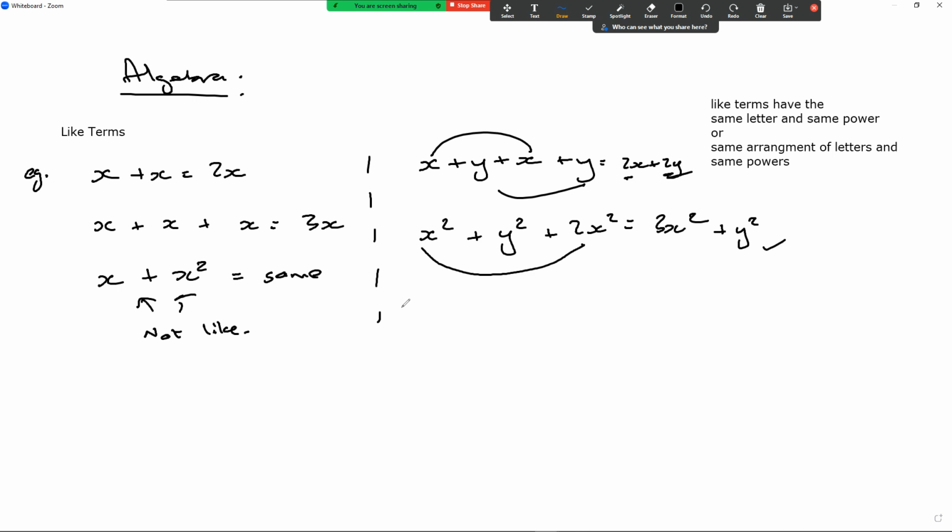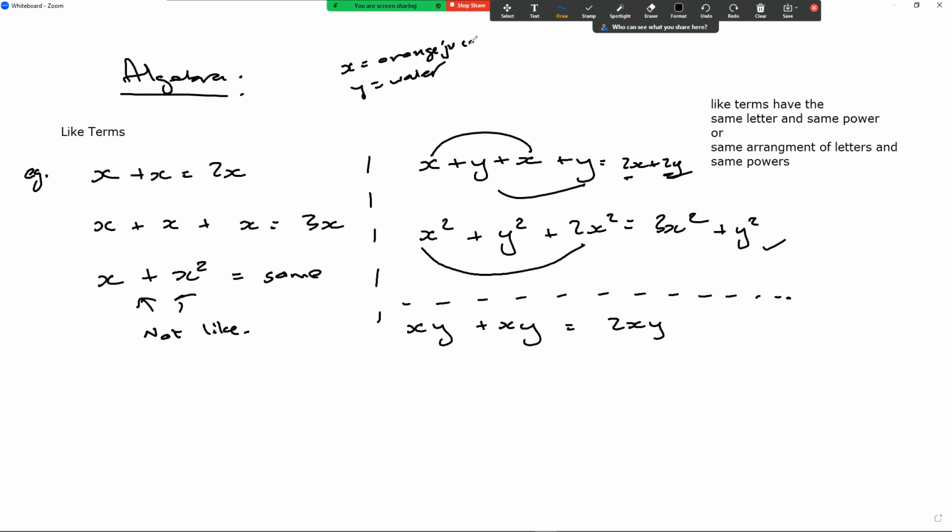If I have now a combination of this, same arrangement of letters, so xy plus xy will equal 2xy. And let's say x is orange juice concentrate, and y is water, and together it becomes orange juice. So one orange juice plus one orange juice will equal two orange juices, where you silently multiply them in there.